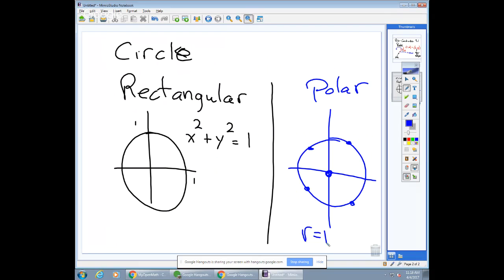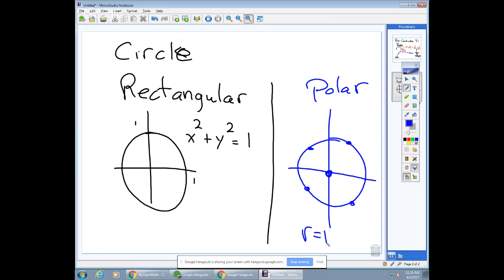Okay. Parabolas, on the other hand, in polar are not so simple. They're better off left in rectangular. But circular stuff, better off in polar. And there's other things we can create in polar coordinates that are super easy, where in rectangular, they're much more complex.